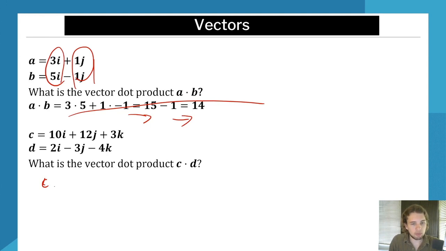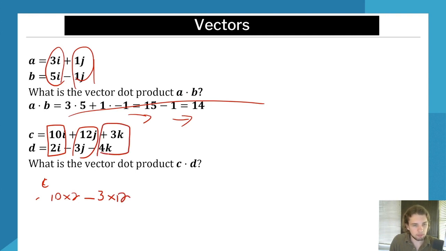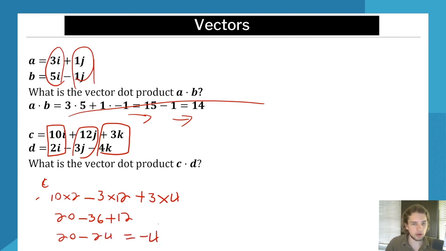So let's find the dot product of C and D, and it really saves time when you're having to work in 3D space. So the dot product between C and D equals 10 times 2, that's this group here, minus 3 times 12, plus 3 times 4. 20 minus 36, plus 12. 20 minus 24 equals minus 4. And that's our dot product.